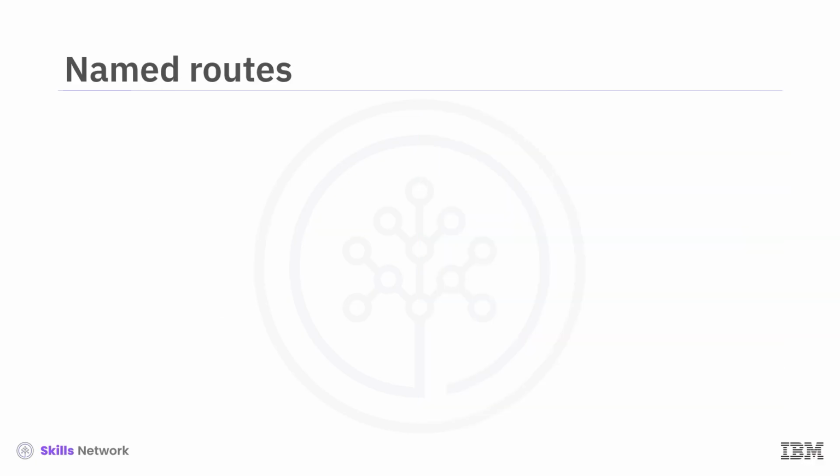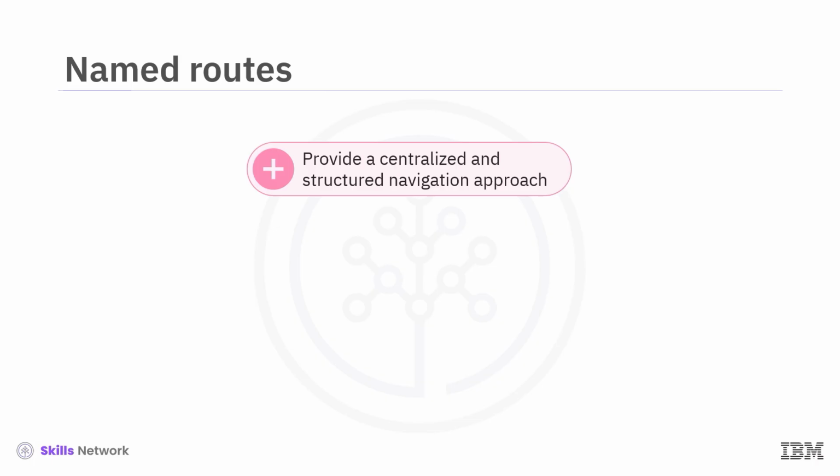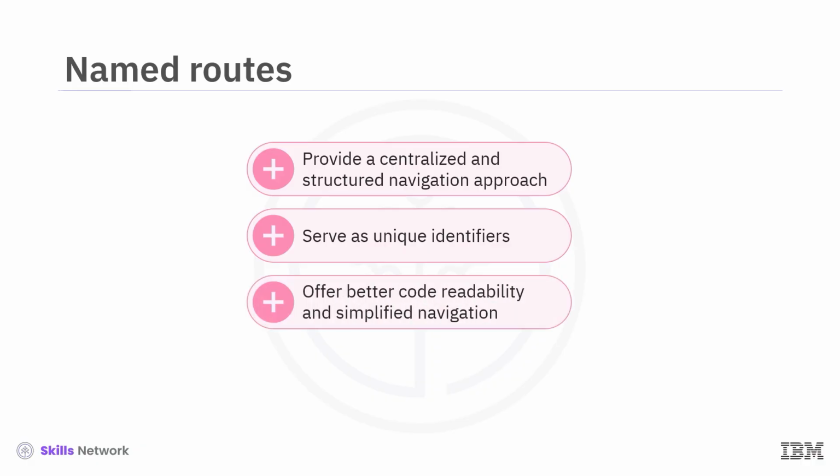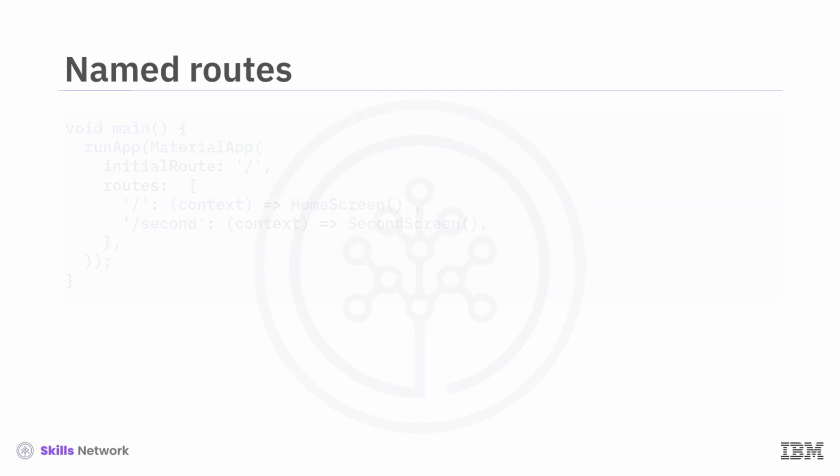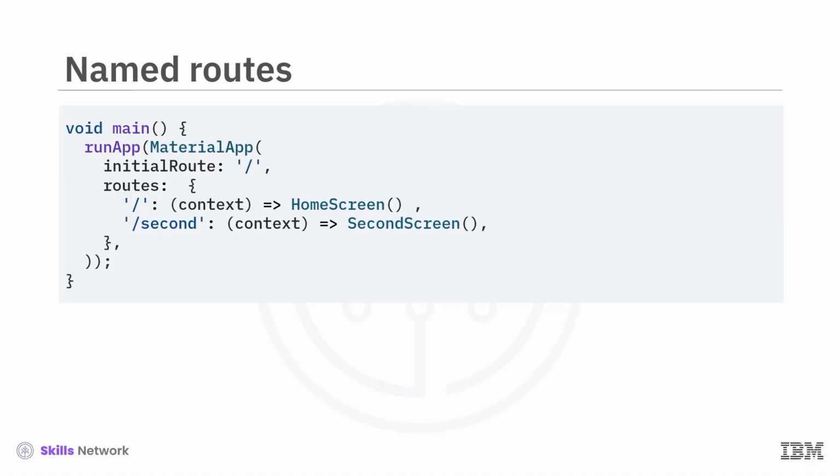The first method is named route, which provides a centralized and structured navigation approach by naming each route. These names serve as unique identifiers for better code readability and simplified navigation. Named routes typically use strings to define routes, which are helpful for large applications with multiple screens. Let's look at some code to understand named routes better.